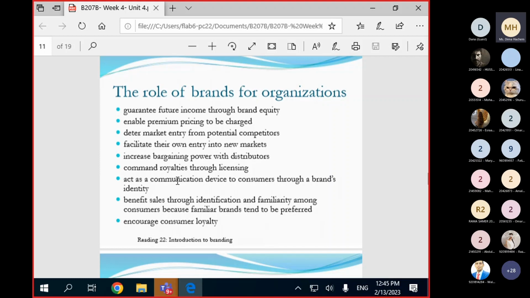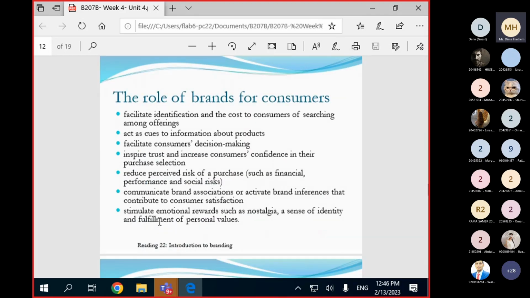So whenever you see a certain brand of a product that you are looking for, now you think that this is the better product because I know this brand. Okay, and this is a great benefit for organizations for having brands. And of course, lastly, it encourages consumer loyalty. If you are used to a certain brand, you are more likely to buy it again and again, and also to tell other people about it and to try to convince them to buy this brand, your friends and relatives.